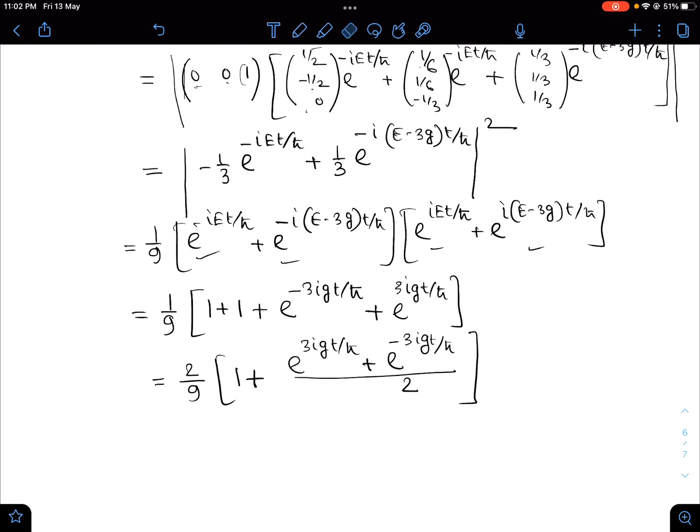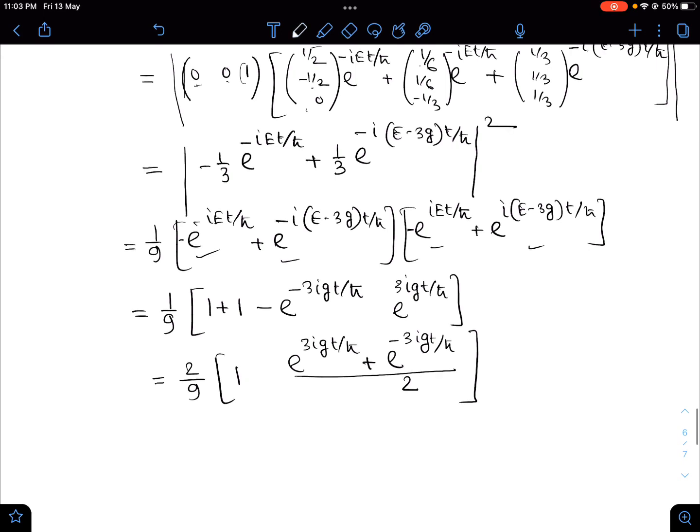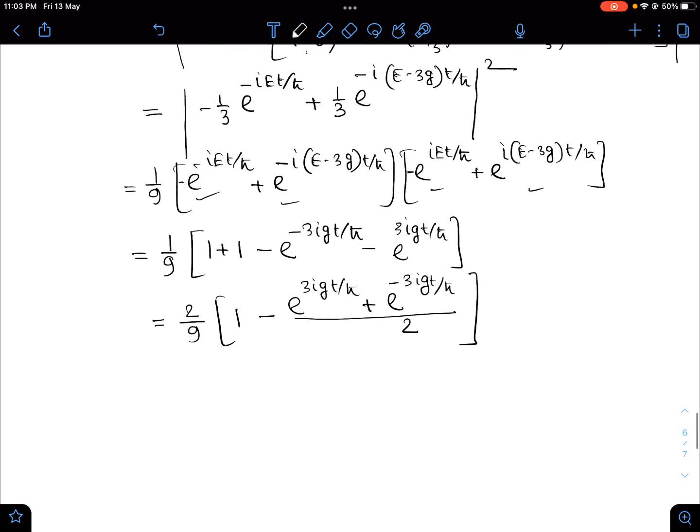Yeah, there should be a minus sign. For this one we will have a minus. So we will get this, and these two terms will be minus, and it will also be minus. Sorry for the calculation mistake. So we will get 2 by 9 times 1 minus cosine of 3 gt by h cut. The i will not be there.